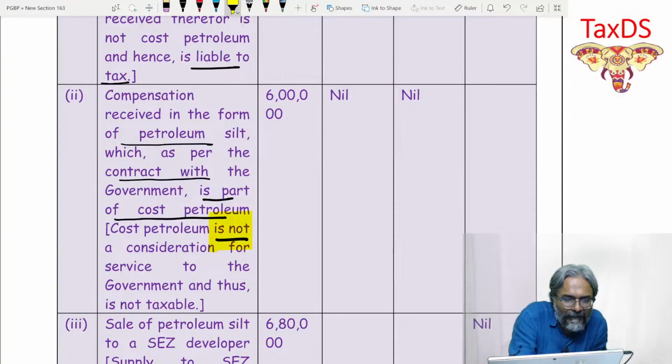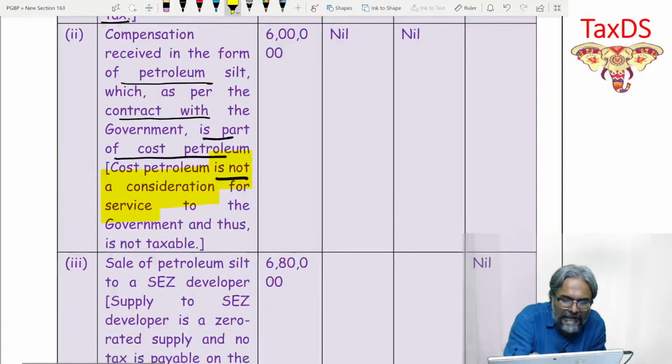This is what we also have highlighted upon in our explanation. This is not a part. This is not a consideration to the government, and thus it is not taxable. Therefore, no CGST, SGST in this.